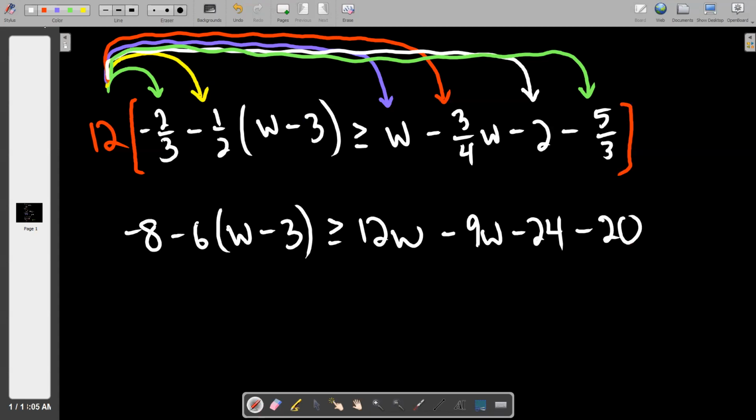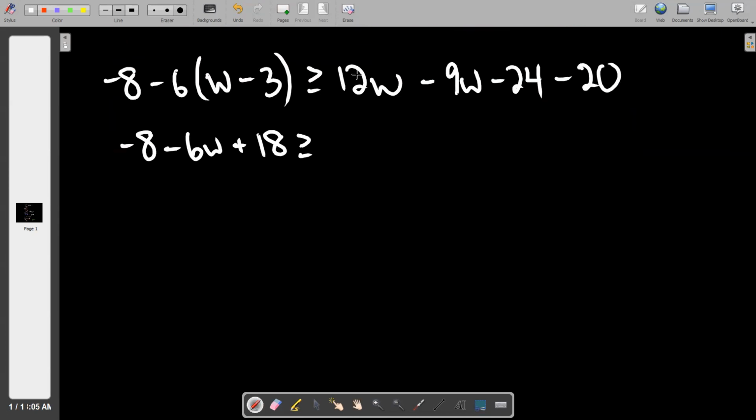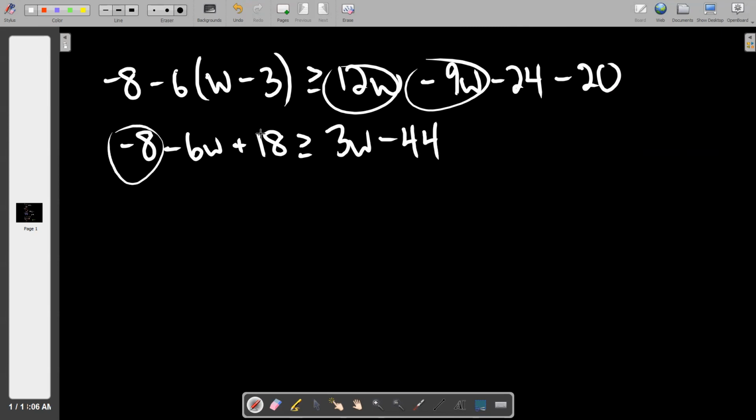So we have to now distribute the parentheses away. So on the left, I have negative 8 and then minus 6w and then plus 18. And then on the right side, you can combine stuff while you're here. It's okay. So like we could put our 12w and our minus 9w together. And our minus 24 and our minus 20 together. And then we do need to clean a little more house on the left. What is negative 8 plus 18?